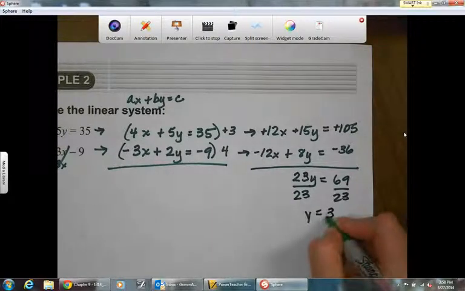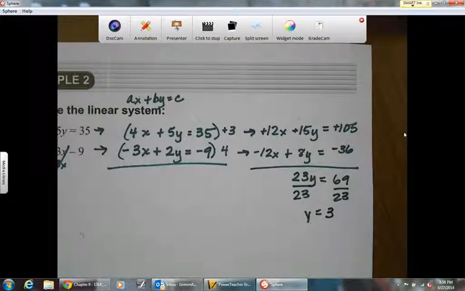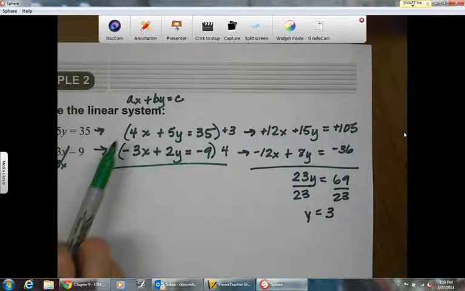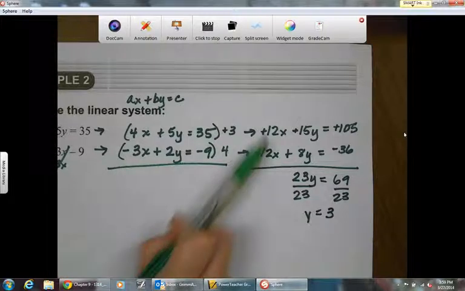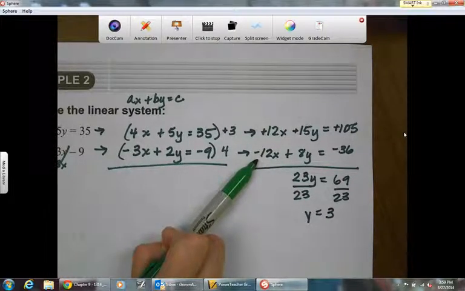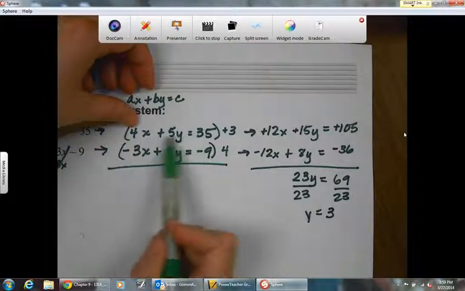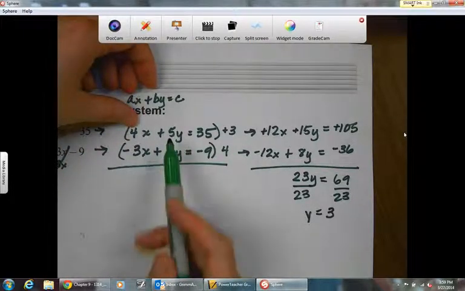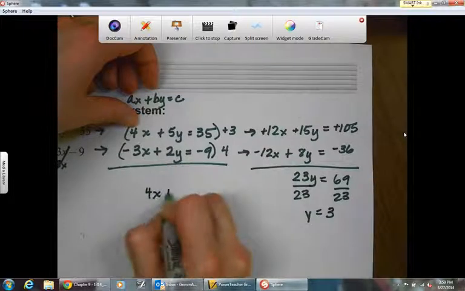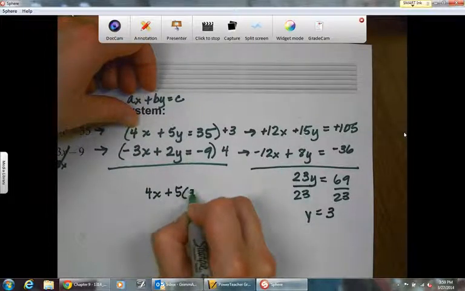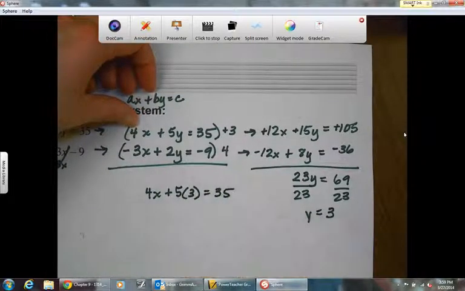Alright, now I've got to plug it back in. I have literally 4 options that I can plug it in here. In this one, this one, this one, or this one, because they're all the same equation. So if I want to plug it back into, I'm just going to plug it back into this one for no reason other than I just picked it. So 4x plus 5, I'm going to plug in this 3 here. So I plugged in my 3 for my y, and now I'm going to solve here.